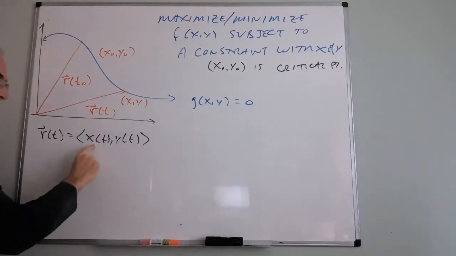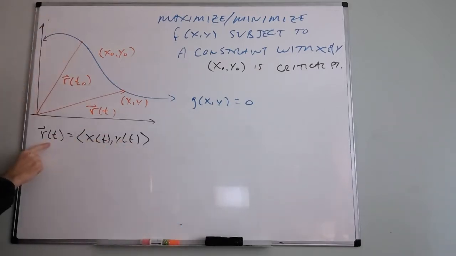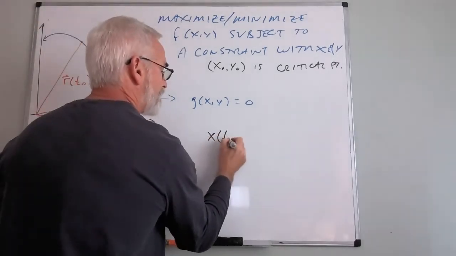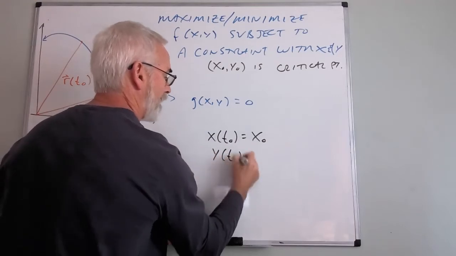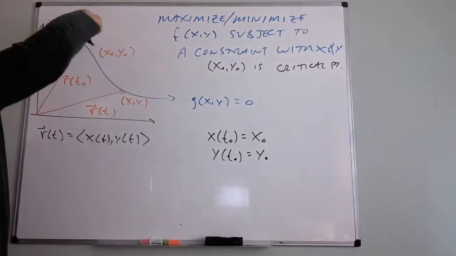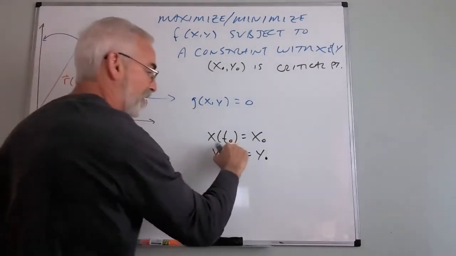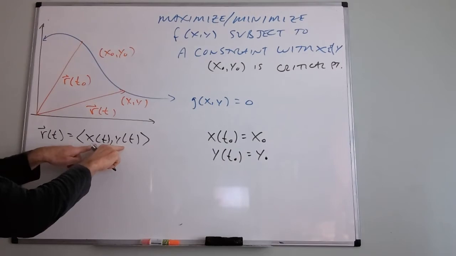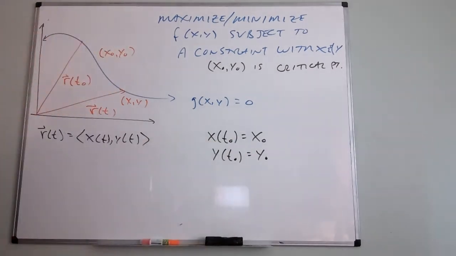Because x and y are my variables, but x of t and y of t, so I can have r of t. So we're going to define x of t naught is going to be x naught, y of t naught is going to be y naught. So on the xy plane, I've got an ordered pair x naught, y naught. But when I have x and y being parameterized as functions of t, then I have this situation here. That's not a stretch.